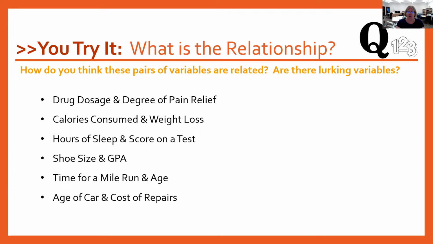And what you're going to do is go through and decide, do you think that they have a positive, negative, flat, no relationship? Is it linear or curved? Is it weak, moderate, or strong? And are there any lurking variables that are influencing the relationship between these two variables?